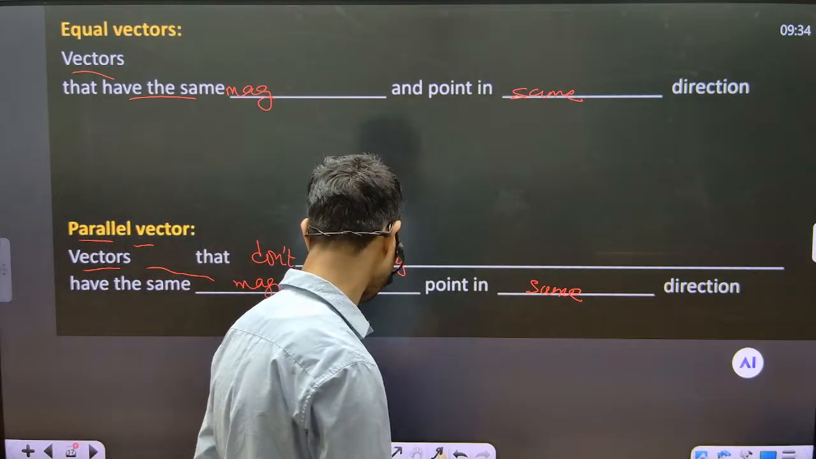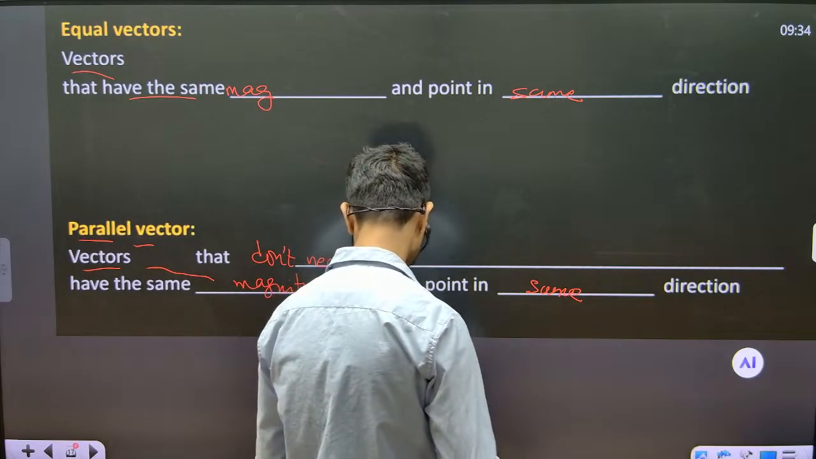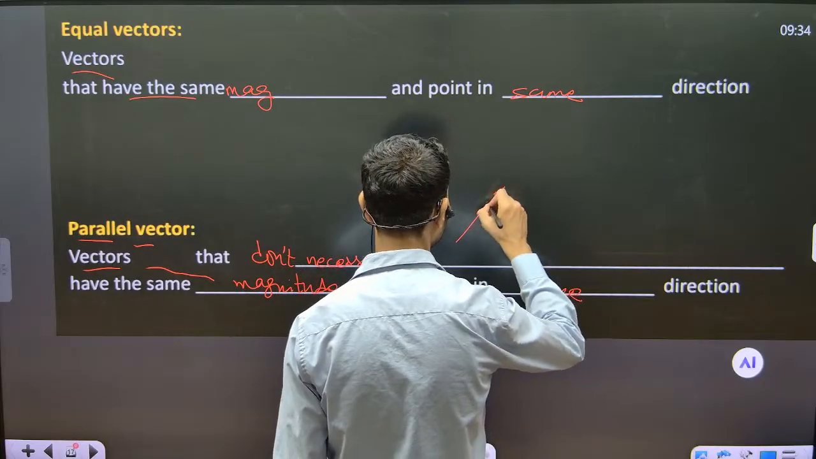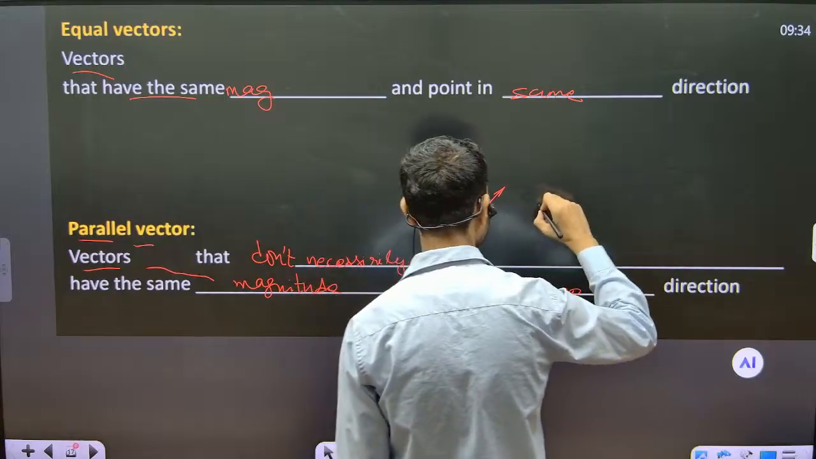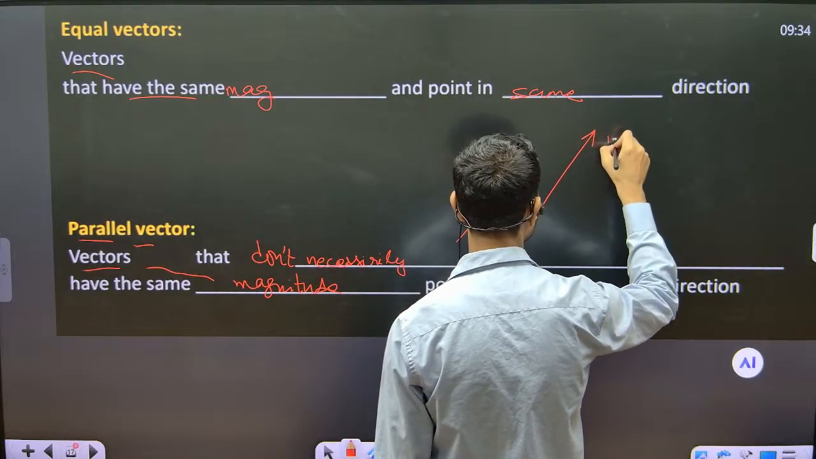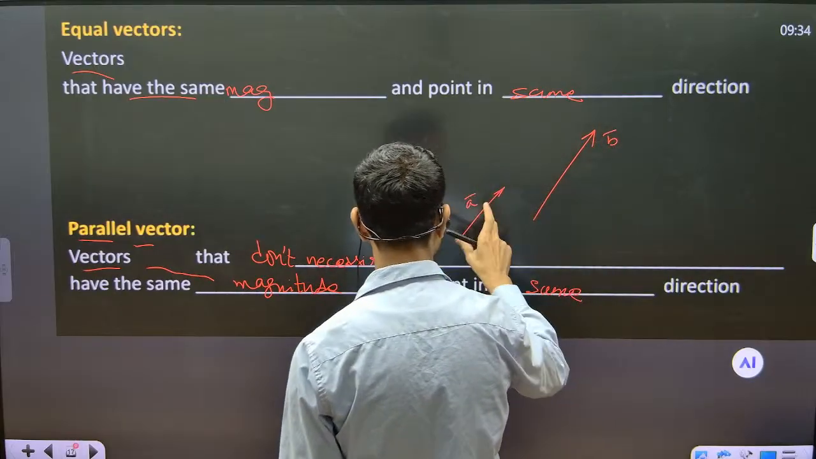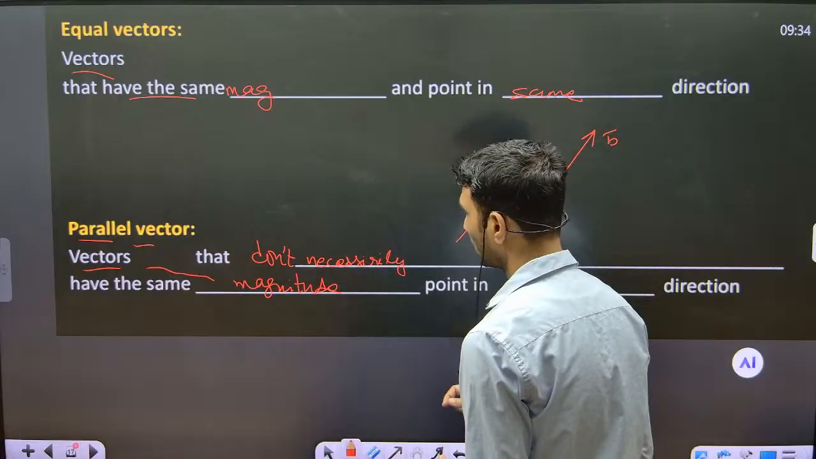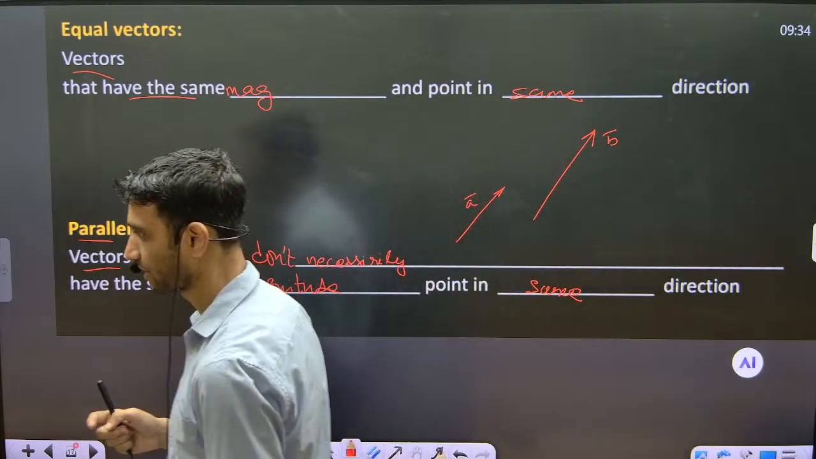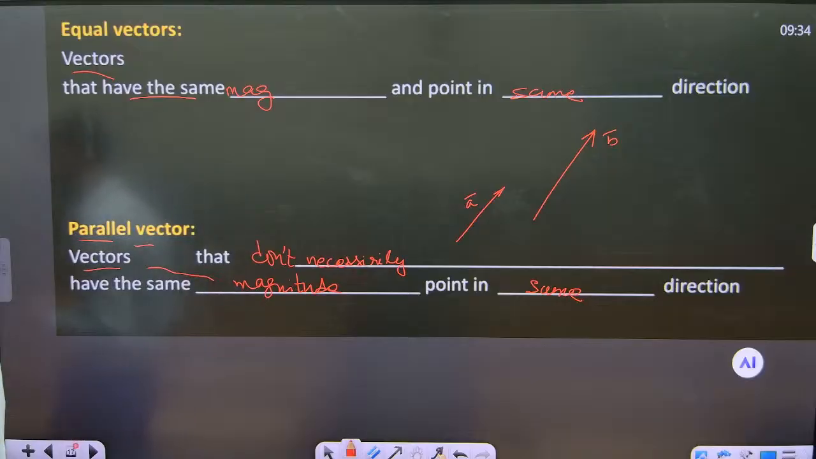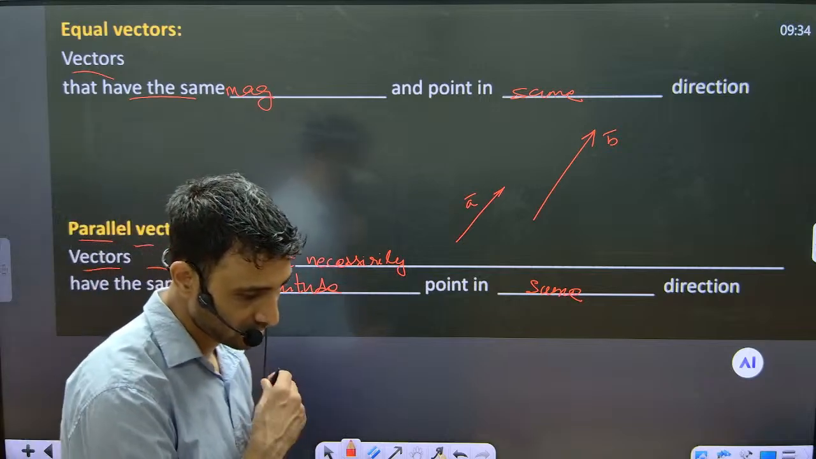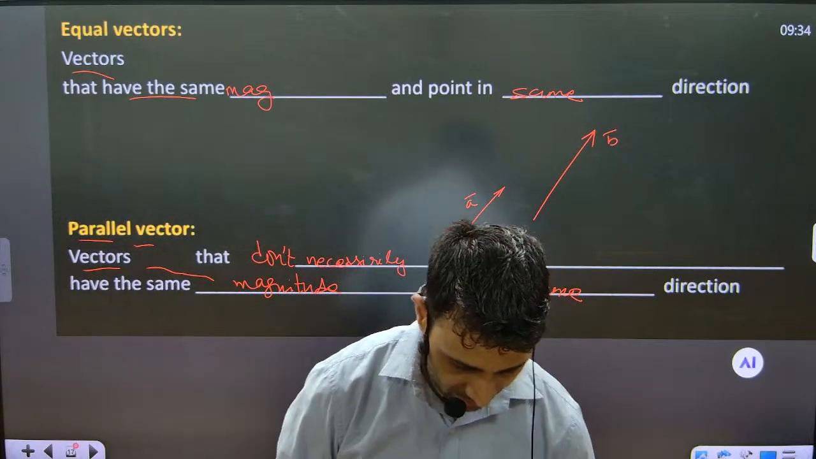Like for example, let's say this is one vector A and this is another vector B. You see, they have the same direction, but the lengths are different. So magnitude might be different. Right? They are called parallel vectors. Are equal vectors parallel vectors?